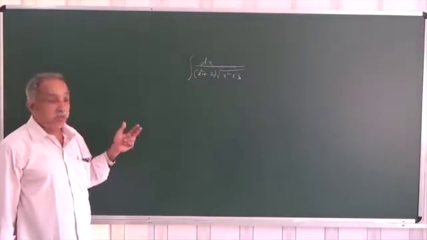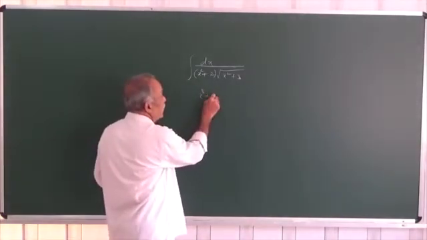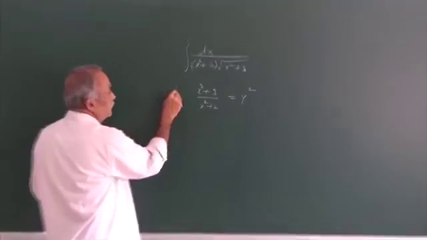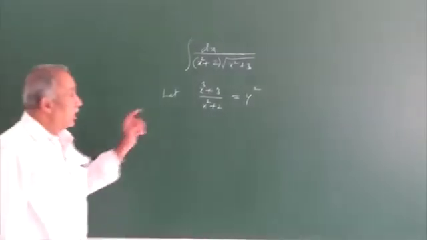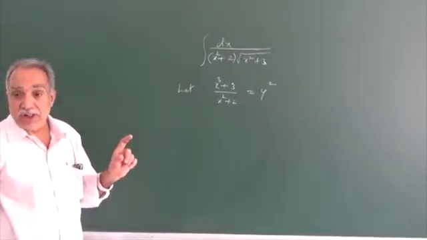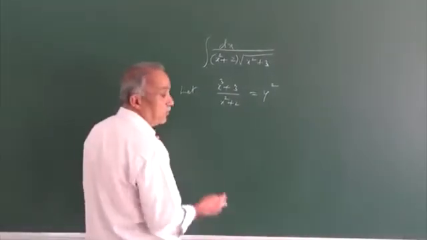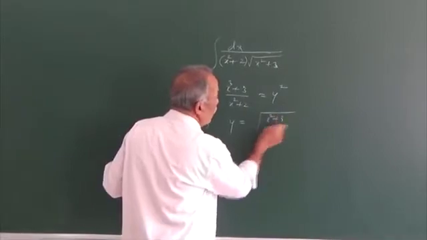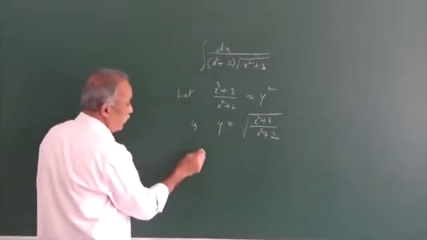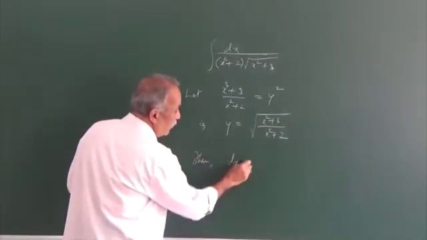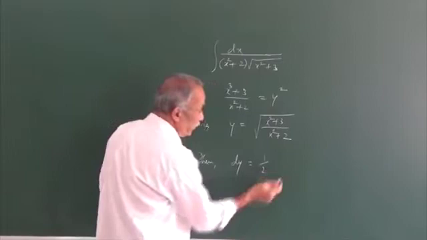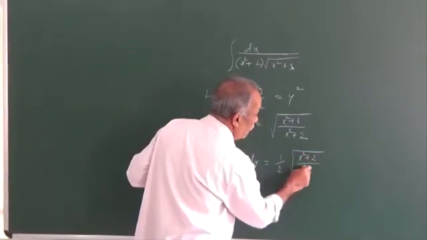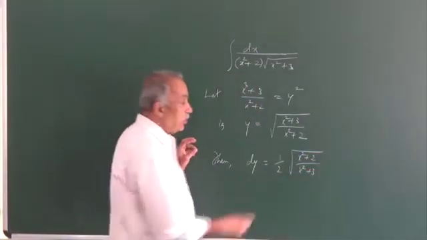Now let us try a new substitution, x square plus 3 by x square plus 2 equal to y square. To implement the substitution, I need an equivalent for dx. Let me first make a calculation of that. Half into this to the power minus half into derivative of this.